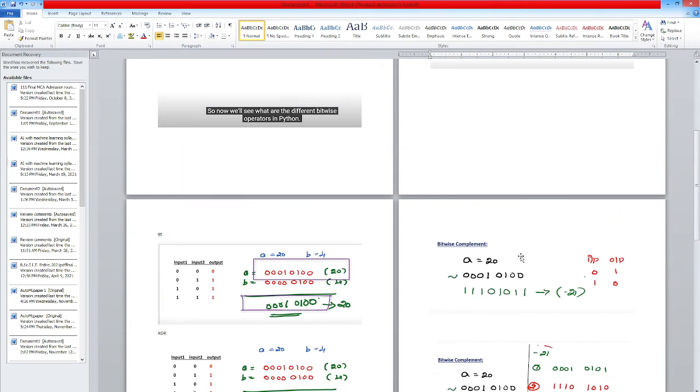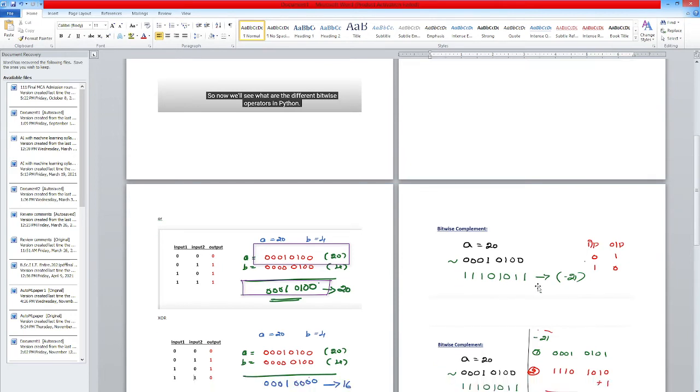Negation, that is A is equal to 20. If input is equal to 0, output is 1, and if input is 1, output is 0. Apply this rule. The binary number of 20 is 00010100. Then the negation of A is 11101011. See, this is minus 21.